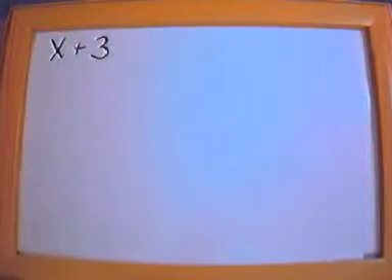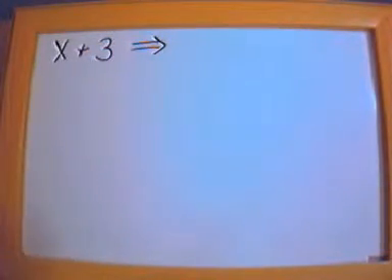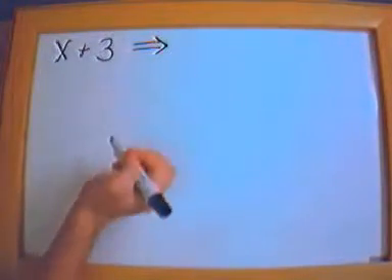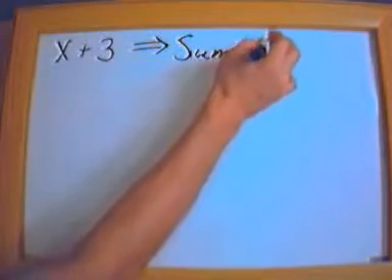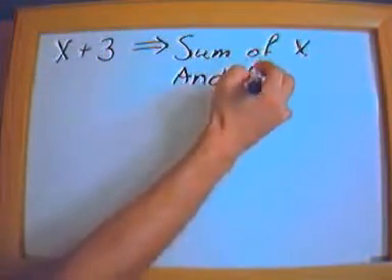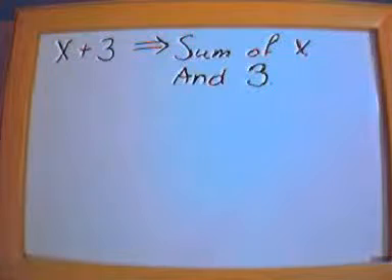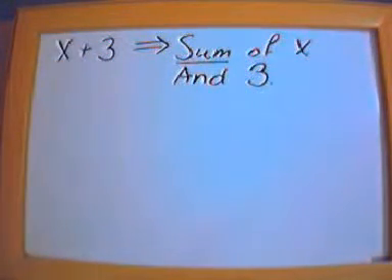If you see something like x plus 3, just written down on a piece of paper somewhere, what does that translate to in English? Well, that would mean something like 3 greater than x, for instance. But typically the way you'll see it in word problems is something like the sum of x and 3. So if you see something like that in a word problem, just focus on the word sum. Sum means addition.